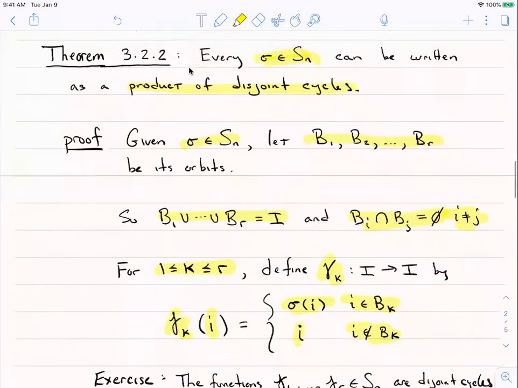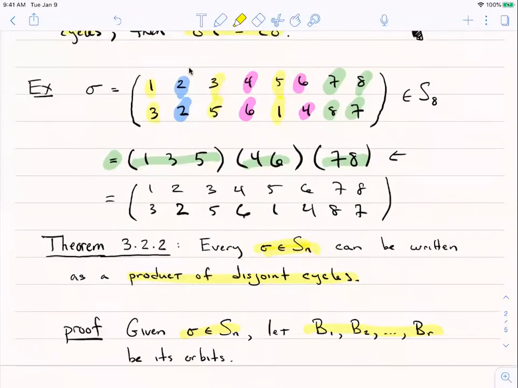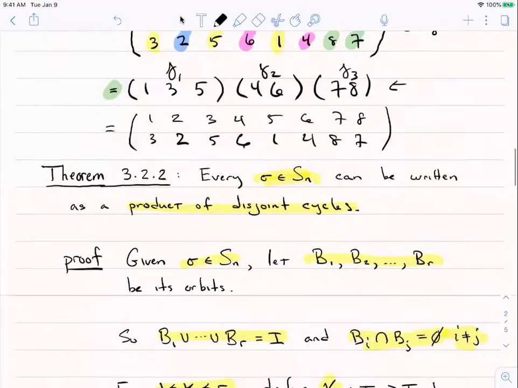I'll maybe interrupt the proof to go back up here. This is sort of what I did. If you look at, say, the indices that are in the yellow orbit, I'm just letting, say, gamma sub 1 be that first orbit, which has 1, 3, 5. Gamma sub 1 does the same thing that sigma does to those elements, but it fixes everything else. This would be my gamma sub 2, and this would be my gamma sub 3. Any fixed point, I won't even write that cycle. The element that fixes everything is just the identity. I'll leave it out of our product. Okay. So back down to the proof.